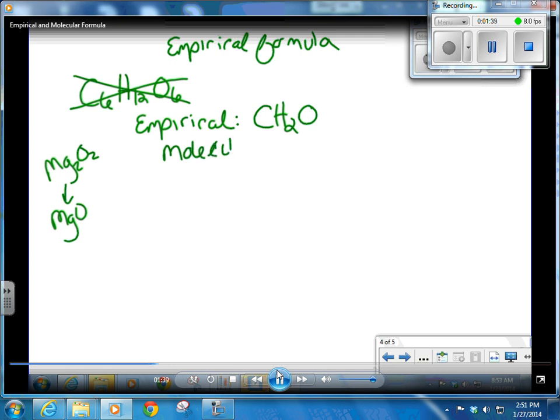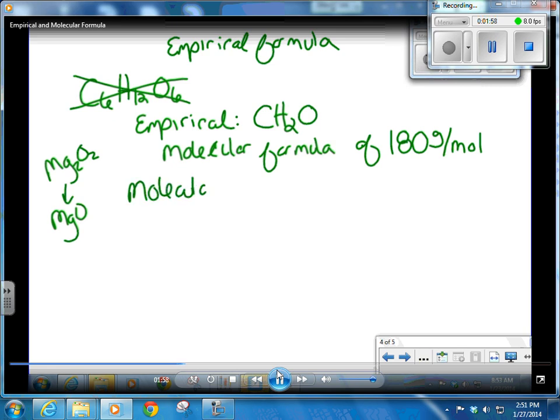If I didn't tell you it was C6H12O6, and I asked you to find the molecular formula, a molecular formula is just a multiple of the empirical formula. So if I told you the molecular formula has a molar mass of 180 grams per mole, in order to find the molecular formula, there are a couple steps you need to take.